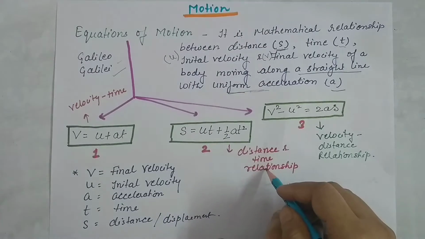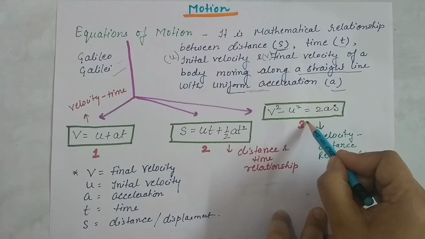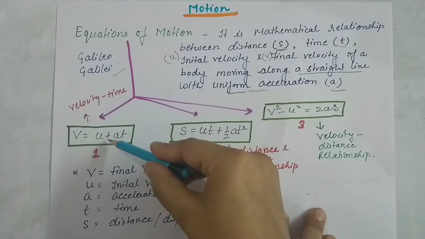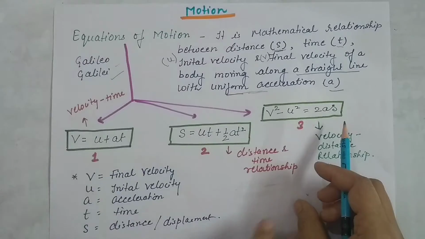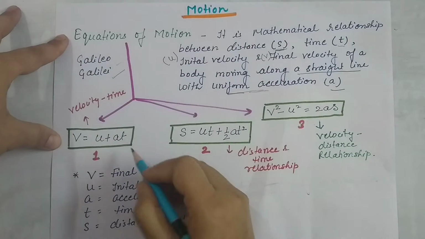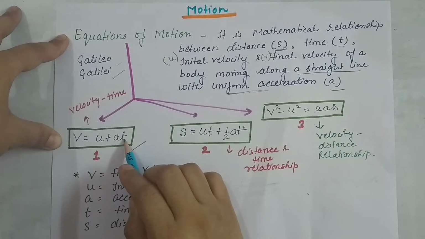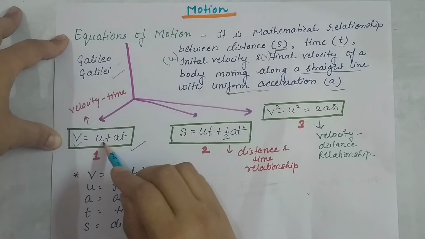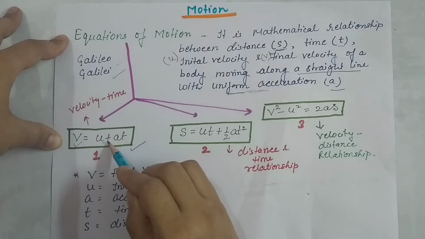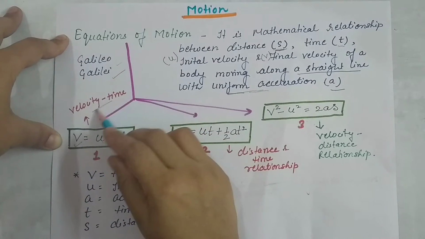He established three different equations. The first equation of motion is v is equal to u plus at. Here v is the final velocity, u is the initial velocity, and a and t are acceleration and time. So it shows a velocity-time relationship.